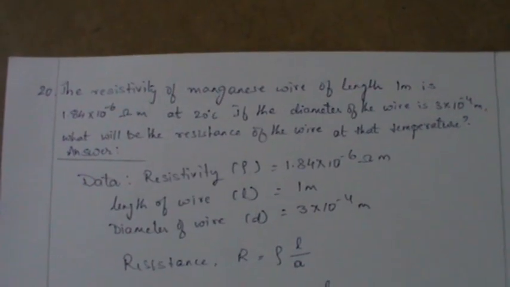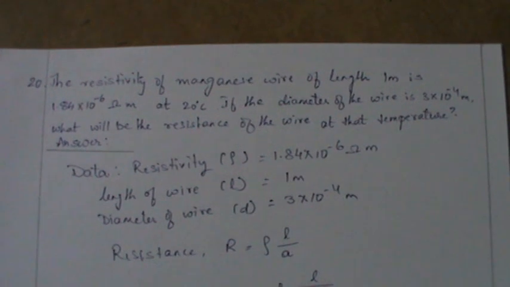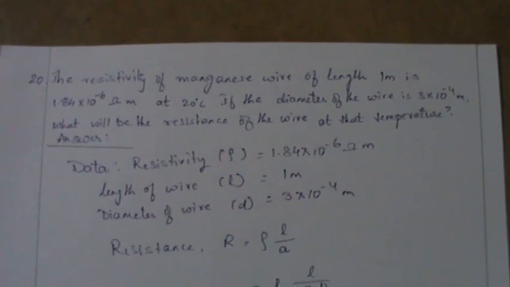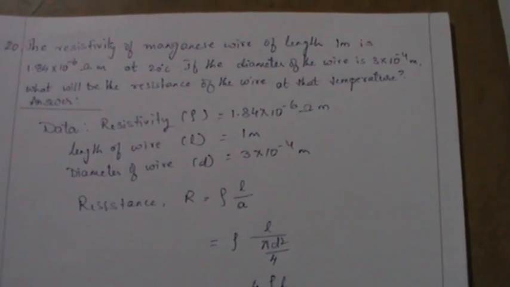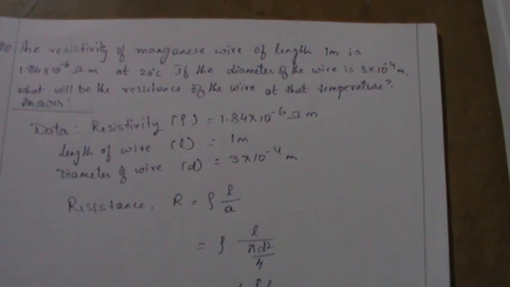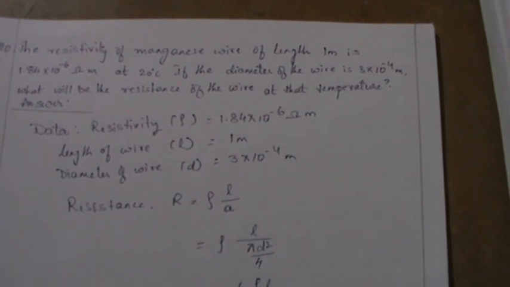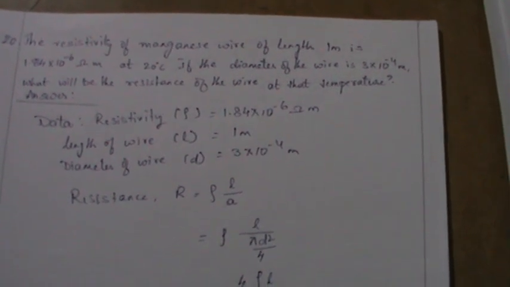Question number 20. The resistivity of manganese wire of length 1 meter is 1.84 × 10^-6 ohm meter at 20 degrees centigrade. If the diameter of the wire is 3 × 10^-4 meter, what will be the resistance of the wire at that temperature?